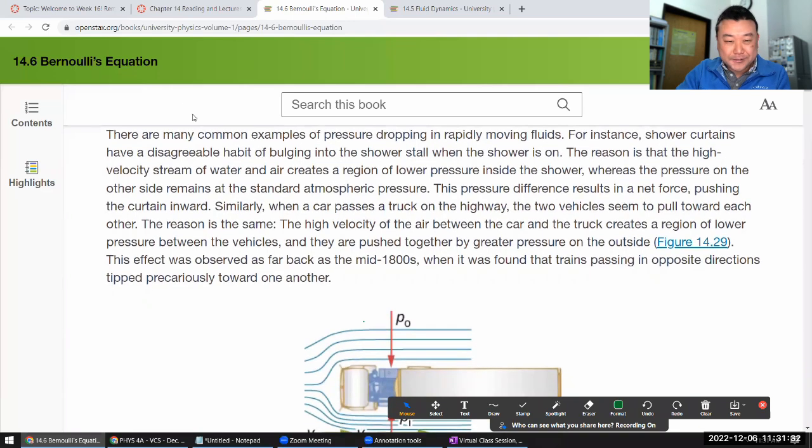There are many common examples of pressure dropping in rapidly moving fluids. For instance, a shower curtain. Oh, I could speed read through this. These are a bunch of examples. Let me read through it.